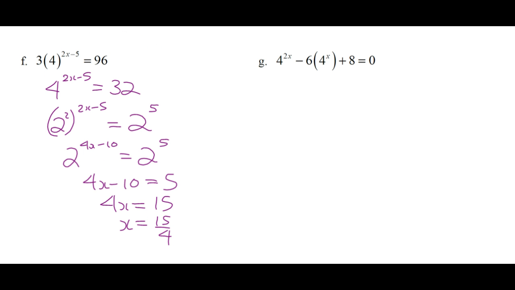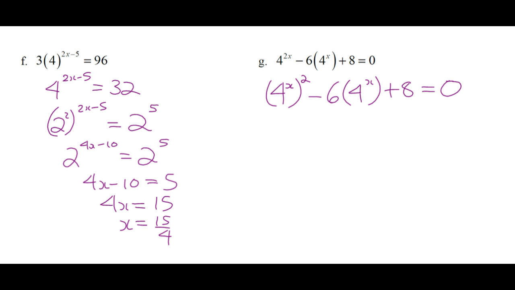Okay. You're going to see these. What could we do with this? You could. It's not going to help you. Here, let me write this. So let's take 4 to the 2x and write that as 4 to the power of x squared minus 6 times 4 to the power of x plus 8 is equal to 0.